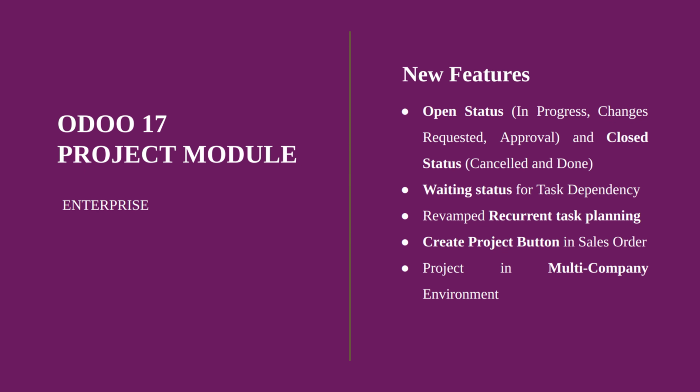And there are some new features introduced in Odoo surrounding project. One is the open status and closed status of each task. Open status includes in progress, changes requested, or approved, and closed status covers canceled and done. A waiting status for task dependency is provided. That is, if one task is blocked by another task, the blocked task will be in a waiting stage. And once the previous task has been completed, the waiting status will change and move to in progress.